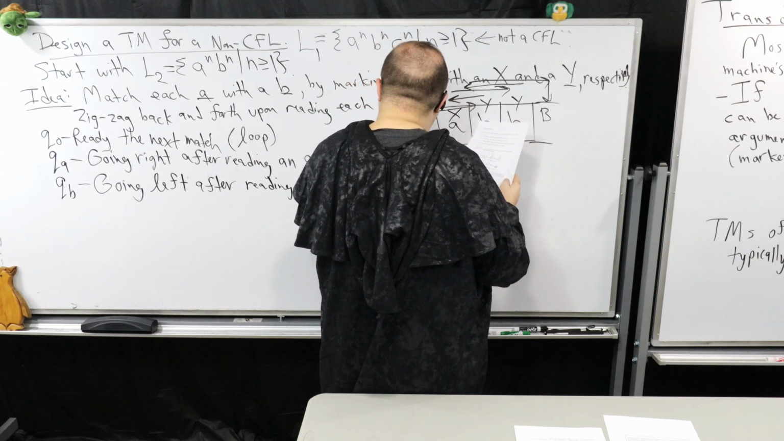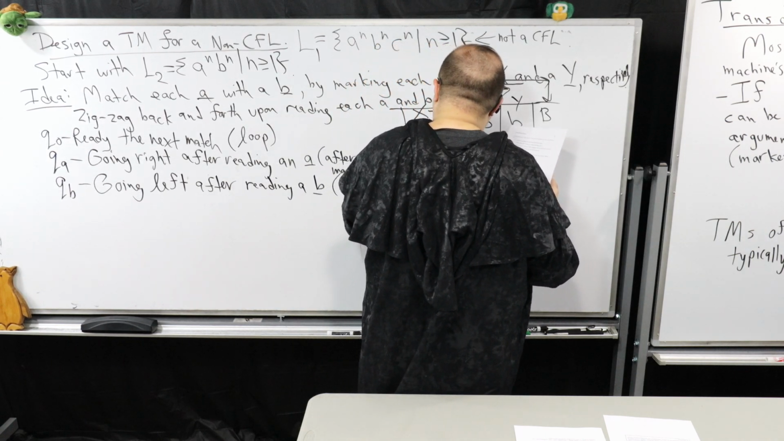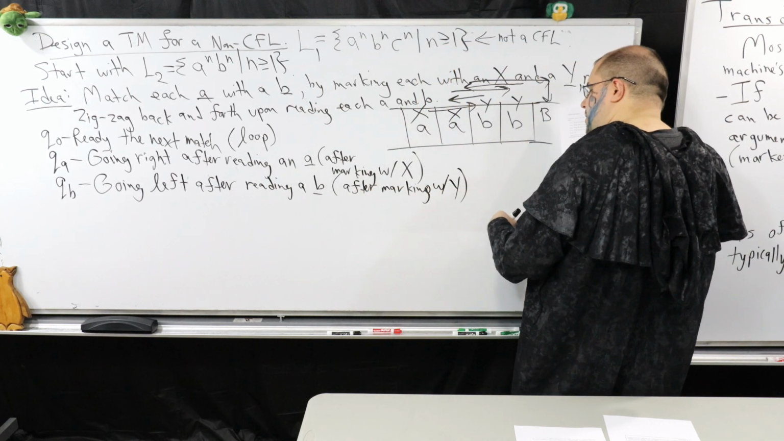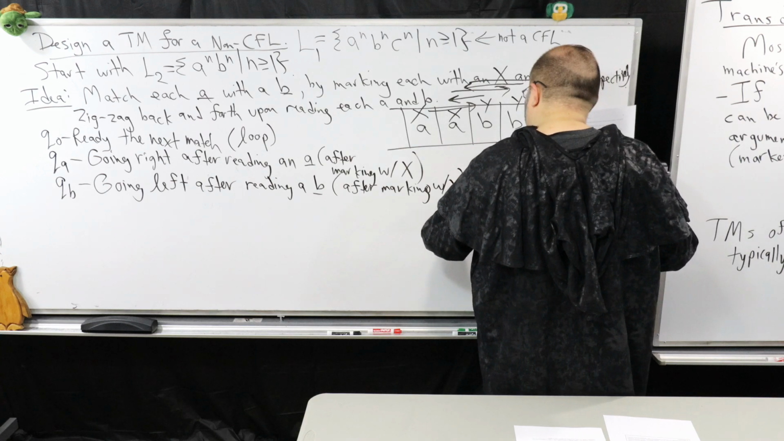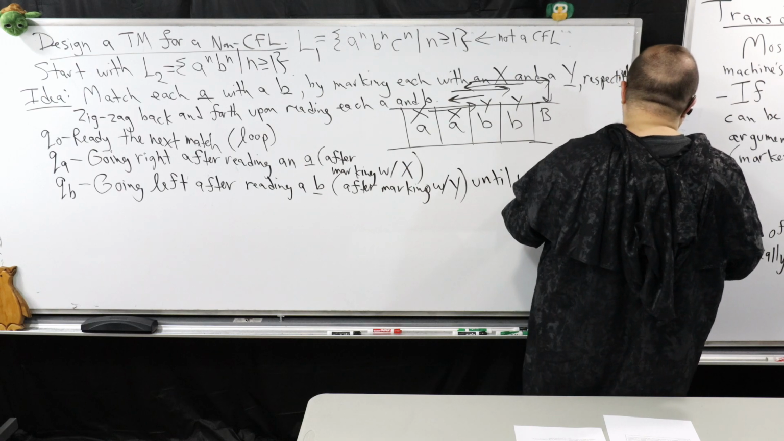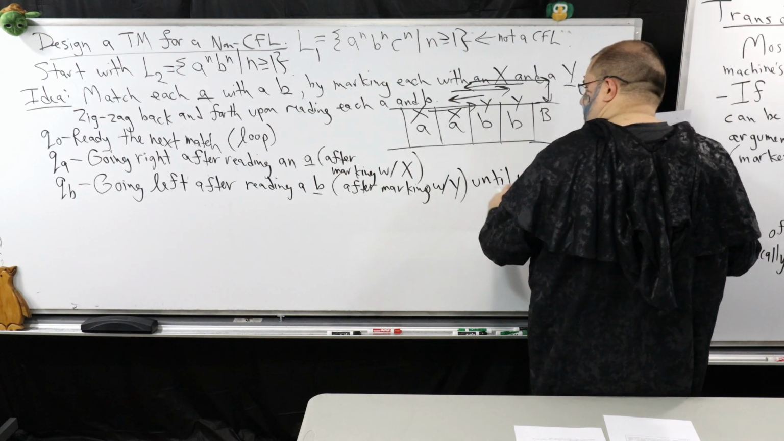After marking with Y. So this is after I mark the B with a Y until we see X, because I would like to be able to get back to Q0.